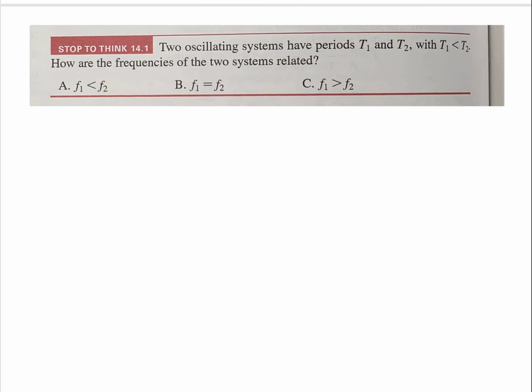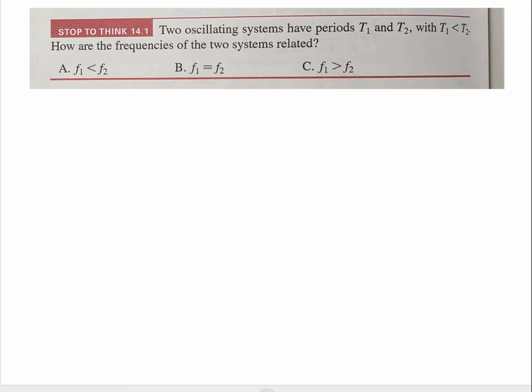So, two oscillating systems have periods T1 and T2. T1 is less than T2. How are the frequencies of the two systems related then? So because period is the inverse of frequency, I think we could say that F1 is greater than F2. So you think it's C?